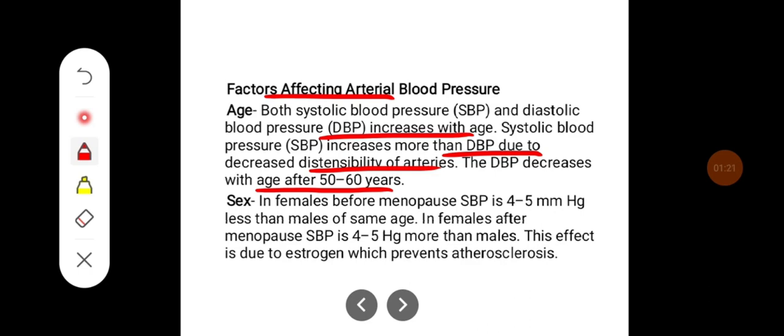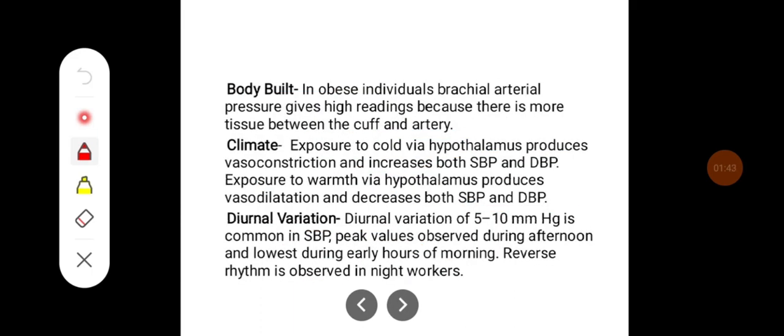In females before menopause, systolic blood pressure is 4 to 5 mmHg less than the males of the same age. In females after menopause, systolic blood pressure is 4 to 5 mmHg more than males. This effect is due to estrogen, which prevents atherosclerosis. In obese individuals, brachial arterial pressure gives high readings because there is more tissue in between the cuff and the artery.